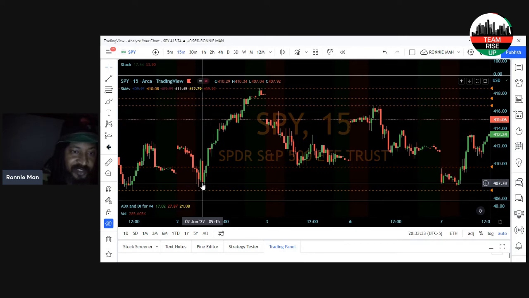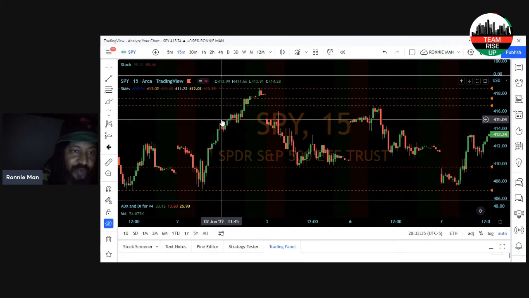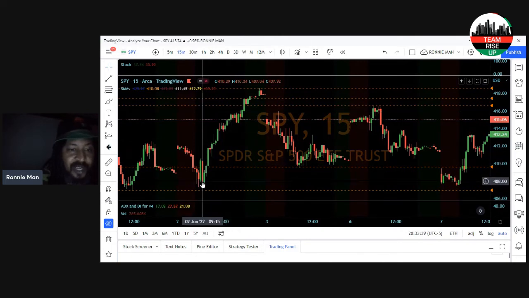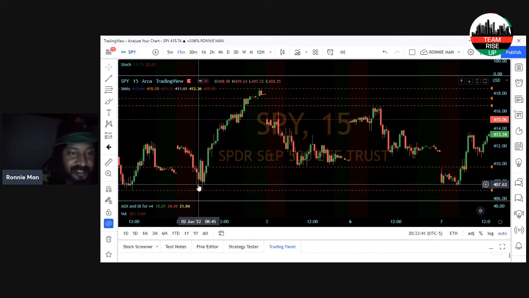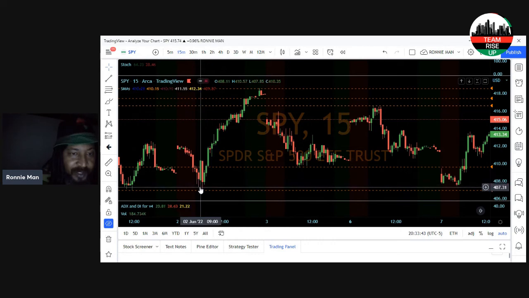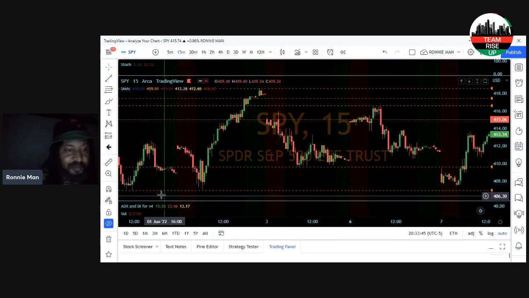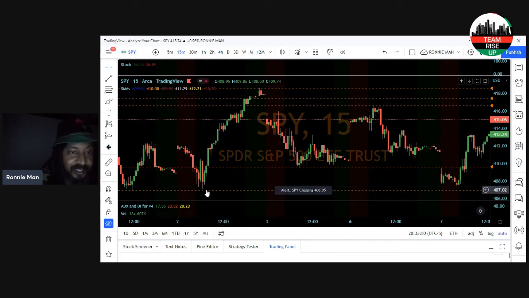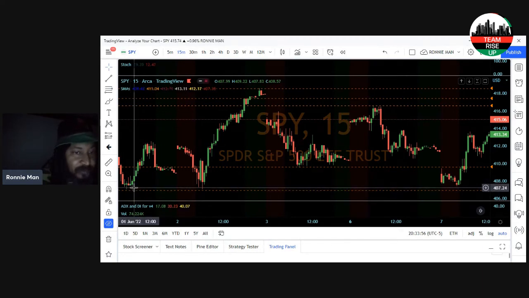It retraced and ripped. Now, once I seen it take out this low right here, I was like, damn, it's gonna break the support. It didn't. Not only did it not break the support, but it did not take out the previous day's low.